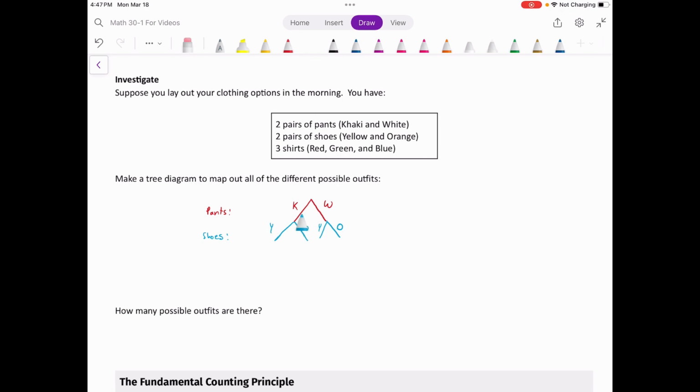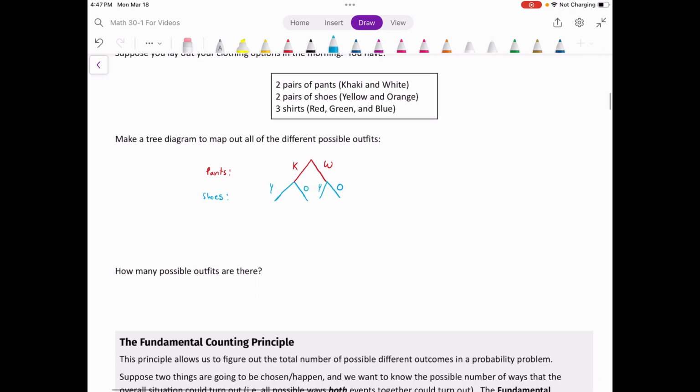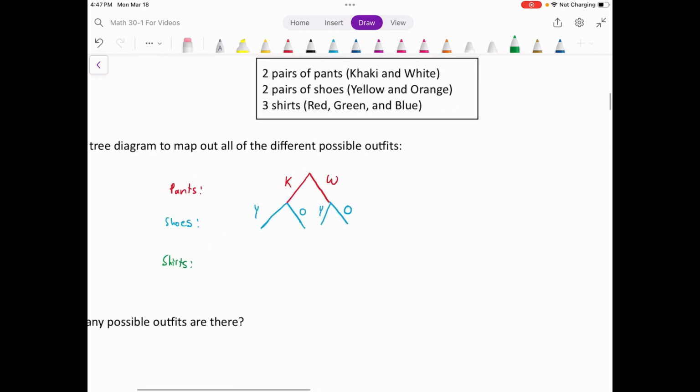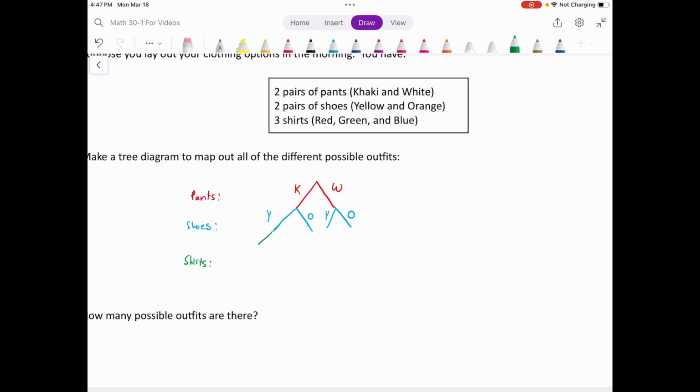So notice, so far, we could have picked 2 things for our pants, and then for each of those, we could have picked 2 different shoe options. You can see we're already up to 1, 2, 3, 4 possible outfits, right? Khaki yellow, khaki orange, white yellow, white orange. 4 total, okay? But we're not done, because for each of those pant-shoe combinations, we could also wear 3 different shirts. So we could go khaki, yellow, and then a red shirt, a green shirt, or a blue shirt, right? Red shirt, green shirt, blue shirt. Red shirt, green shirt, blue shirt.